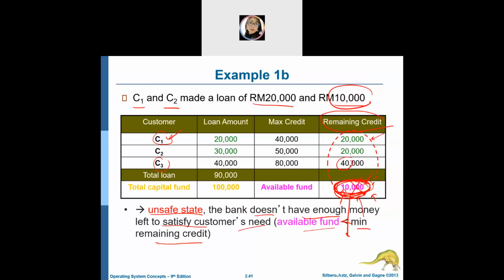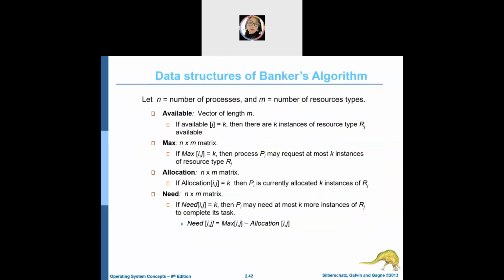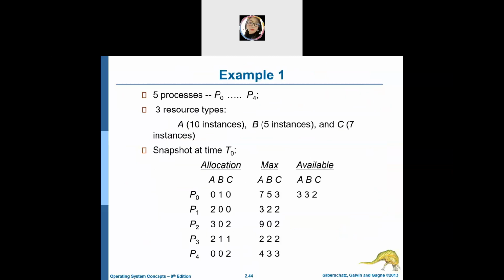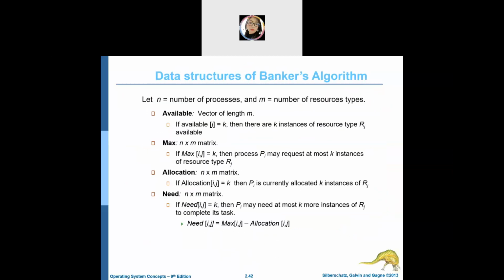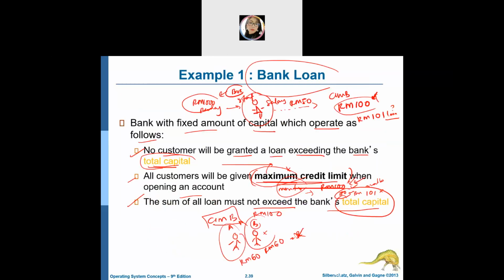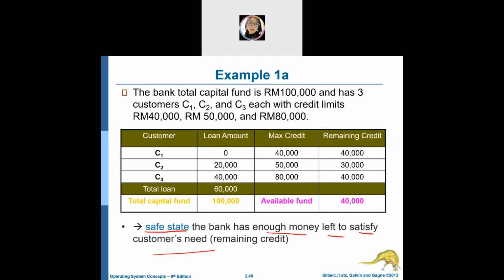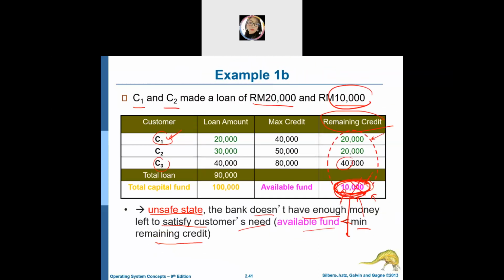So that is in terms of the banker algorithm. Later on, in our next class, you're going to see several other examples, especially when we are dealing with the data structures of the banker algorithm. For now, please understand this theory first on the bank loan for our banker algorithm. So you're going to go deeper in our next class.